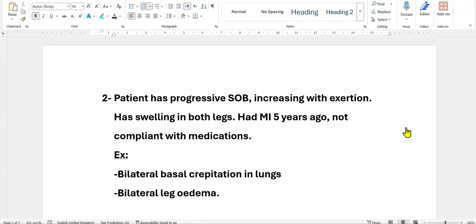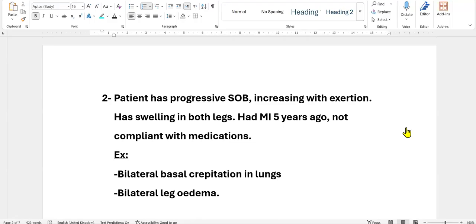Based on what you have told me, that you have progressive shortness of breath that is increasing with exertion, and that both of your legs are swelling, I have examined you and listened to your chest. Your chest showed some signs that are suggestive of what we call heart failure. Do you know what that means?